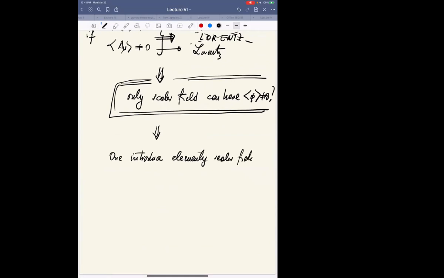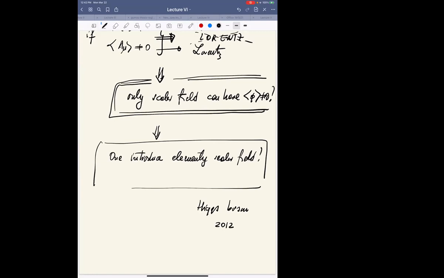People resisted a lot. They said there are no such fields, they were not observed. And by the way, it took a long time. This is 1961 Goldstone, 1964 Higgs. You know when the Higgs boson, this elementary field, the true Higgs boson was discovered? You remember when? In 2012. Throughout the time, even now, there are some people who think maybe it shouldn't be elementary. I stop at this point.